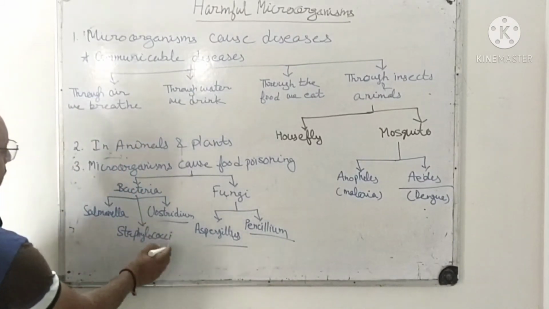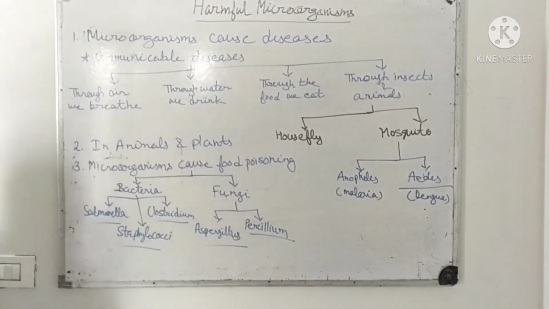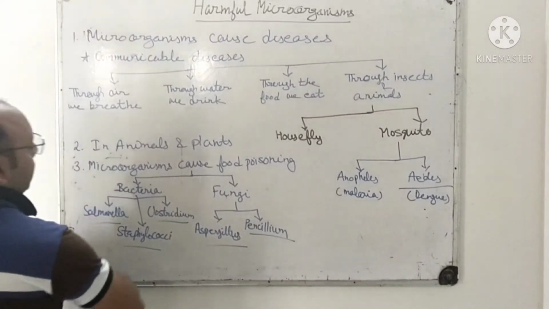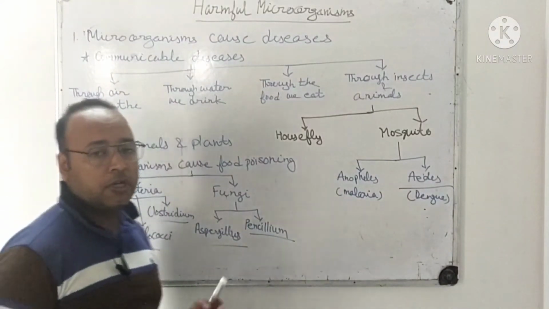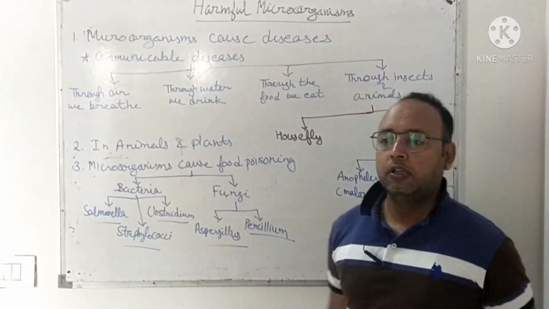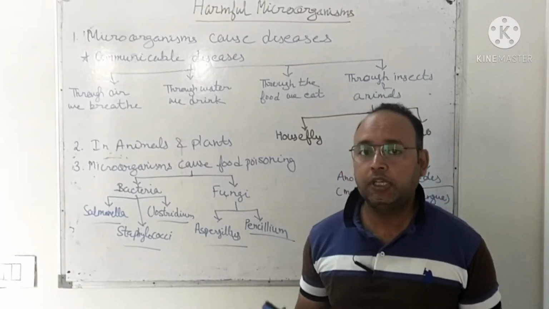Penicillium. So these are the microbes which are responsible for disease causing, food poisoning, right? So these are the harmful effects. Now the question arises: how can we prevent ourselves from this food poisoning? Because if the food is spoiled, how can we prevent it?